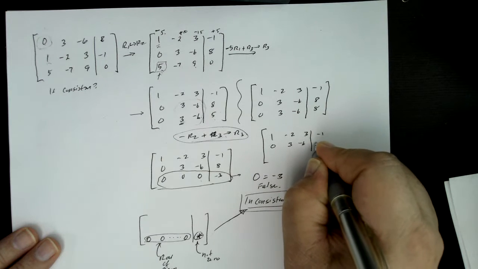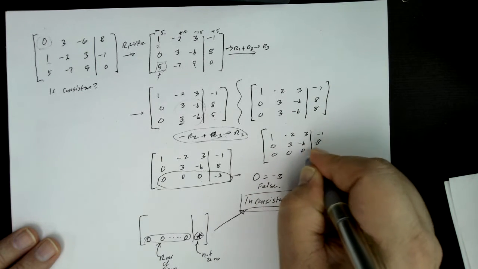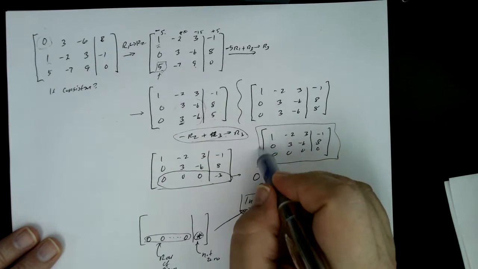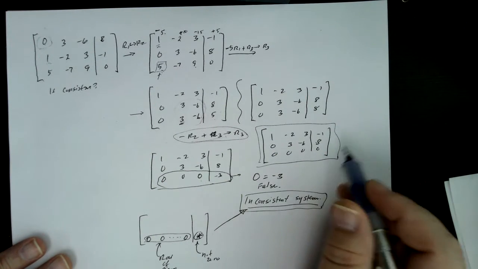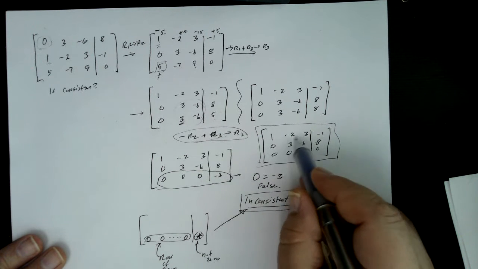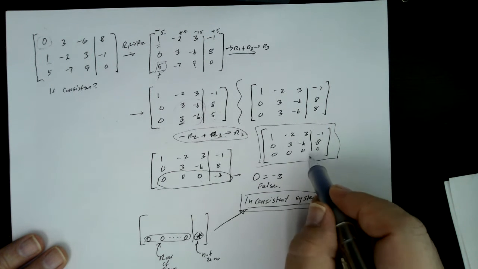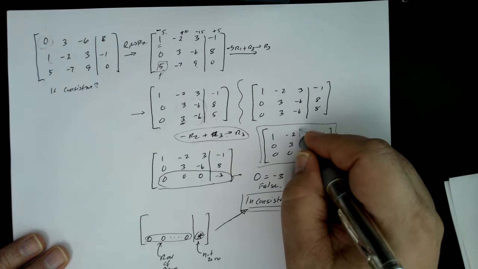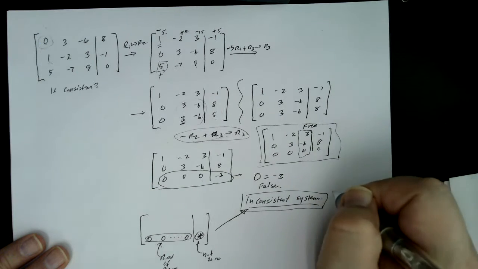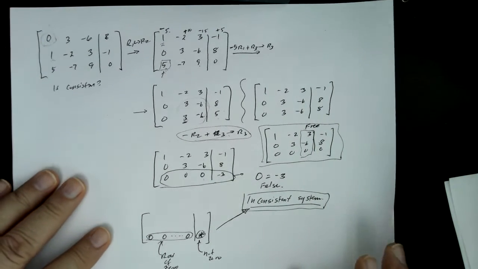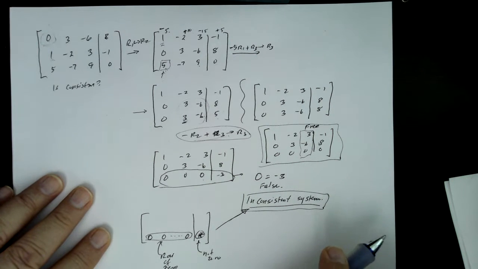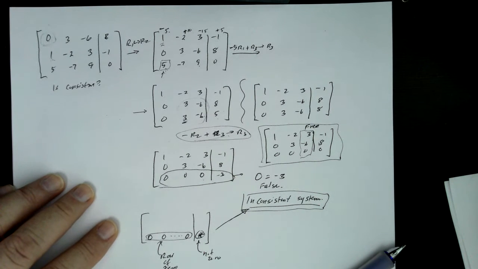So if I had 0, 3, minus 6, 8, and 0, 0, 0, 0, this is a fine system, no problem, in terms of the solution set. What this means is that you have a free variable. In fact, this last variable is going to be our free variable. And so what do I mean by that? Let me rewrite the matrix on the next page here. I'll pause for a second.